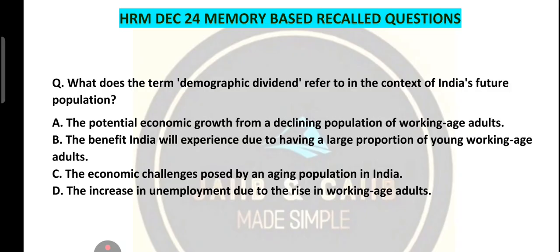See, if the number of working people is going down, that is not a benefit, it's a problem, because fewer working people means less productivity, it means slower economic growth. Suppose a factory has fewer workers than before, will it produce more or less?